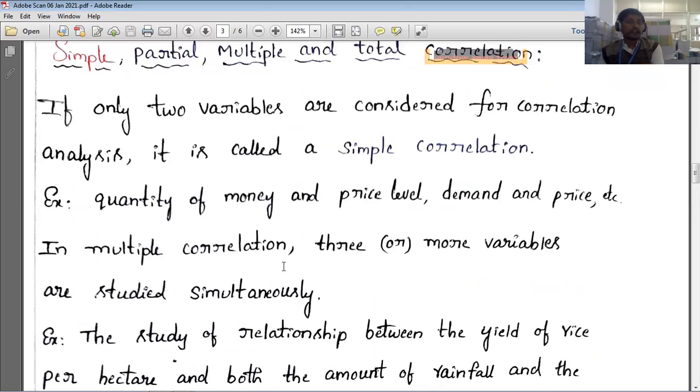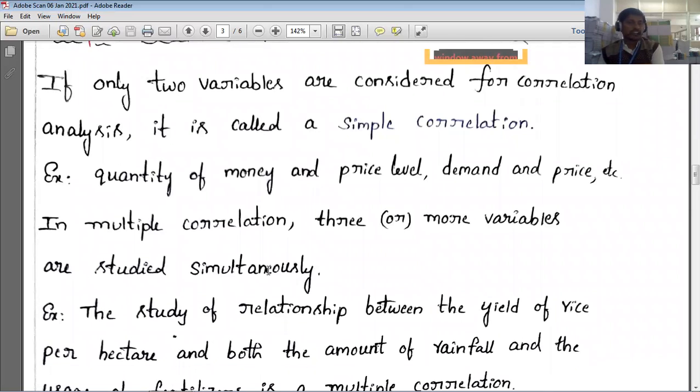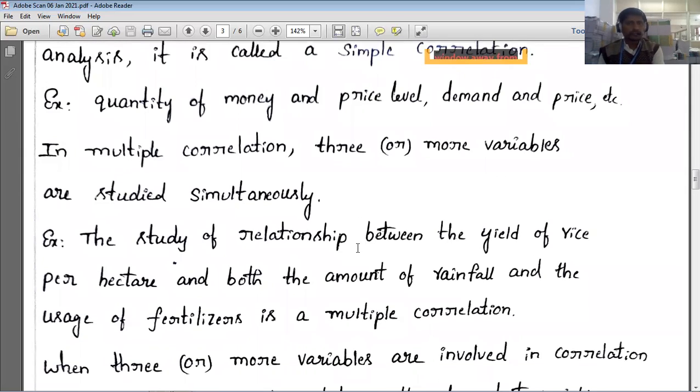Next, in multiple correlation, three or more variables are studied simultaneously. So at a time we study more than two variables, then we say that there is multiple correlation, like age, height, weight. So if we are discussing more than two, it may be called multiple correlation. That may be three variables also.